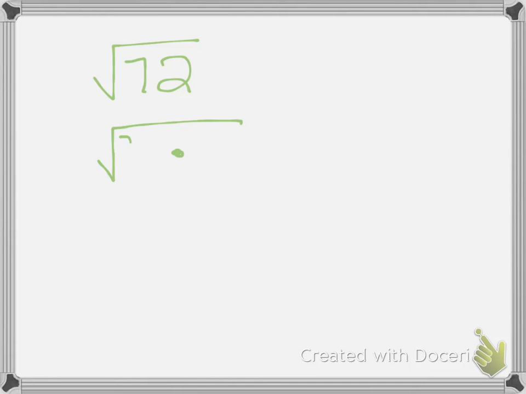36 times 2. Okay, great. Good job. 36 times 2. We're going to square root the 36, pull out the answer of 6, and we're going to get 6 radical 2 as our final answer.